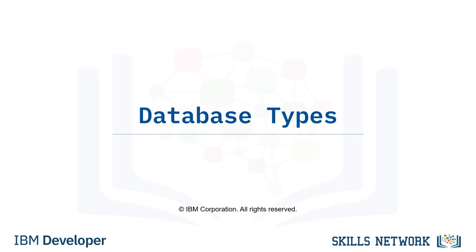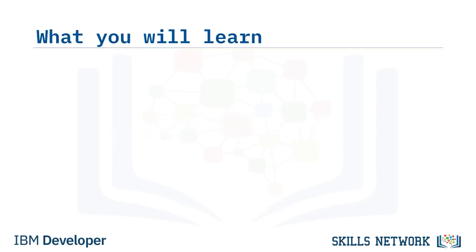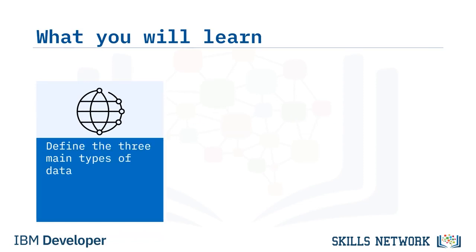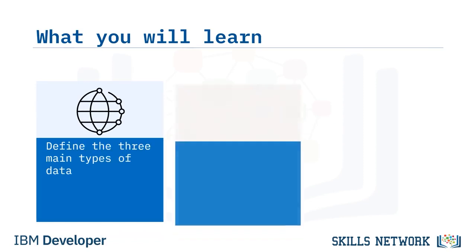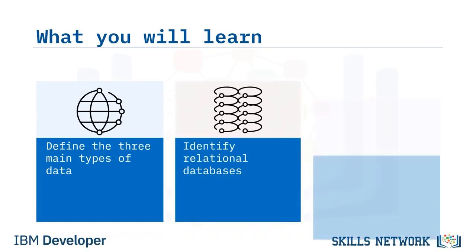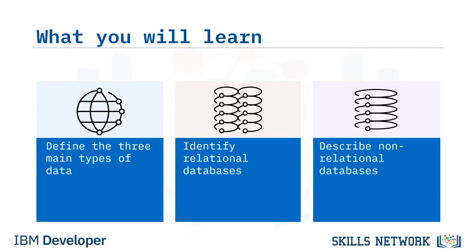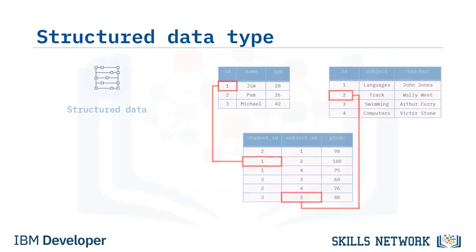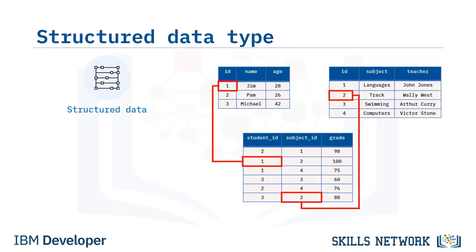Welcome to Data Types. After watching this video, you will be able to define the different types of databases, identify relational databases, and describe non-relational databases. There are 3 types of data: structured, semi-structured, and unstructured.